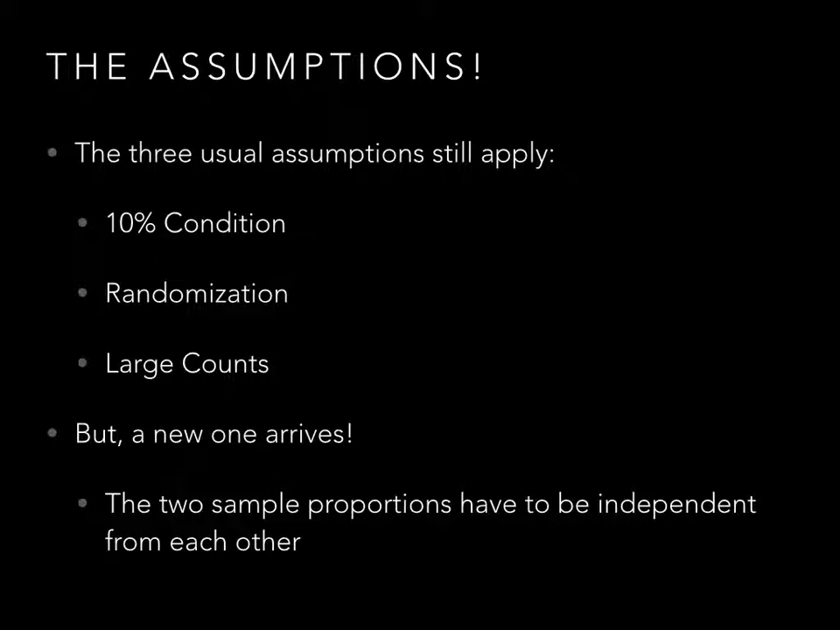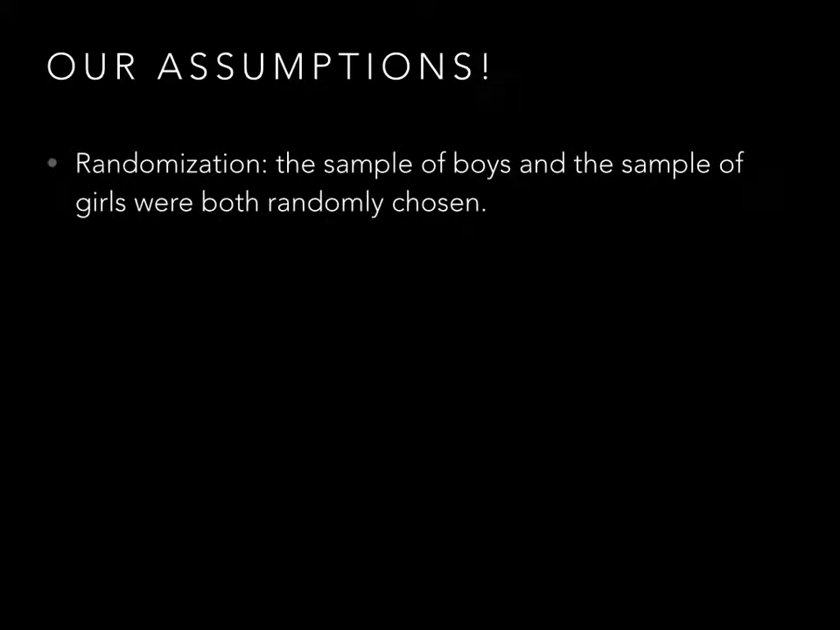So boys being more easily findable on the internet doesn't affect the probability of girls being more easily findable on the internet. Then our assumptions for our example are, first, the randomization: the sample of boys and the sample of girls were randomly chosen, as it was said.